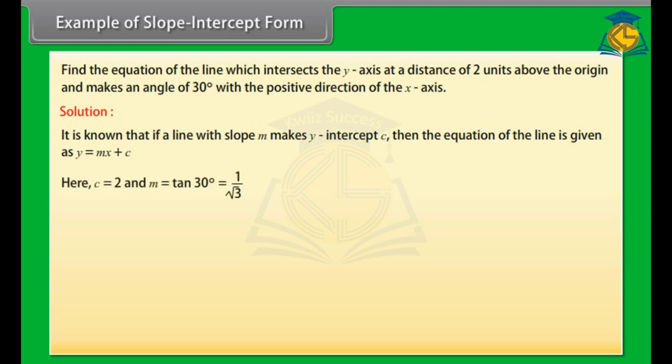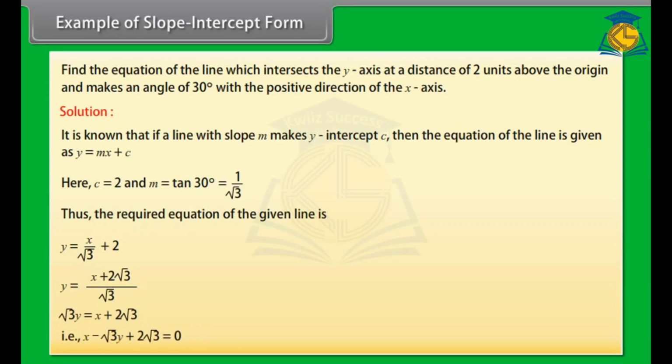Here, c = 2 and m = tan 30 degrees, which is equal to 1 by root 3. Thus, the required equation of the given line is y = x by root 3 + 2. It can be simplified to x - root 3 y + 2 root 3 = 0.